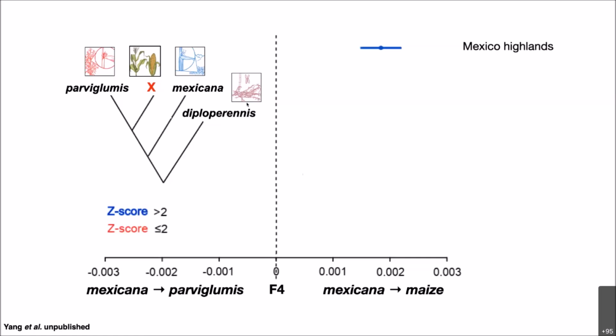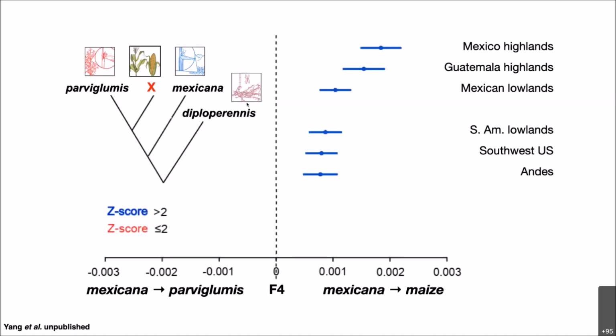When we look at maize from the Mexican highlands, we see a strongly positive F4, again, consistent with all the previous data. We know maize admixed with Mexicana when it got to the highlands. This is true in the Guatemala highlands, it's true in the Southwest US, it's true even in the Andes, again, consistent with what I've previously shown you, that Mexicana alleles are found in all of these different highland environments. But we also find Mexicana ancestry in the Mexican lowlands, where Mexicana doesn't exist, and in the South American lowlands, where Mexicana doesn't exist, and in these diverse lowland environments where you wouldn't think Mexicana alleles would be beneficial.